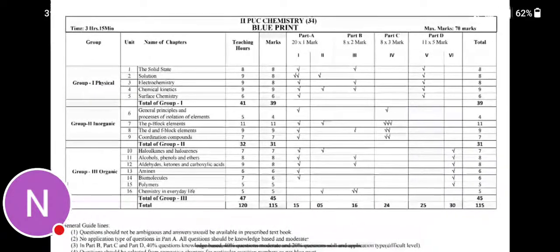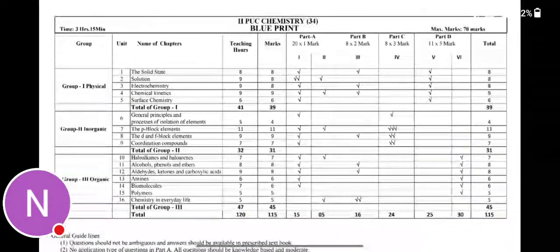I'm going to talk about the second PU chemistry blueprint 2023. So let us see the blueprint of second PU chemistry 2023. First, that is physical.